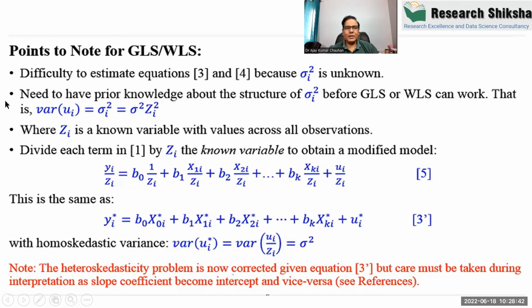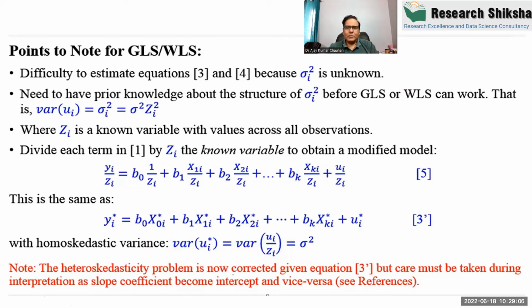You need to have prior knowledge about the, okay. So we are taking the Zi, right, which is a known variable. Known variable means it is one of the independent variables. So we can also use the independent variables rather than the error terms to apply WLS.